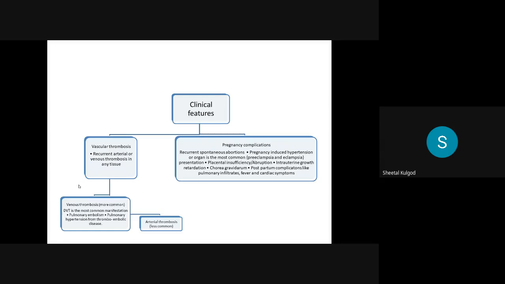Here I have introduced this same chart to explain the clinical features seen in antiphospholipid antibody syndrome. And remember, it is most often because of venous thrombosis rather than hemorrhage. So venous thrombosis leads to all these complications like DVT, even cerebral vascular thrombosis. Arterial thrombosis is less common. Pregnancy complications are again because of the thrombosis in the placental bed, which will lead to abortions, preeclampsia, eclampsia, placental insufficiency and abruption. Postpartum complications like pulmonary infiltrates, fever and cardiac symptoms are again possible problems caused by this particular syndrome.